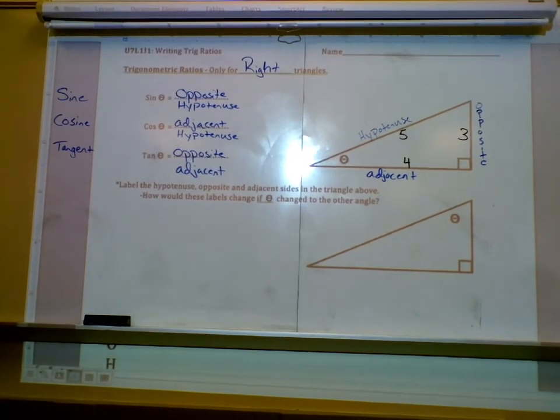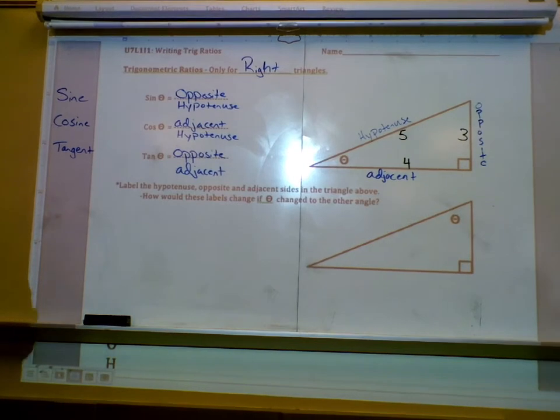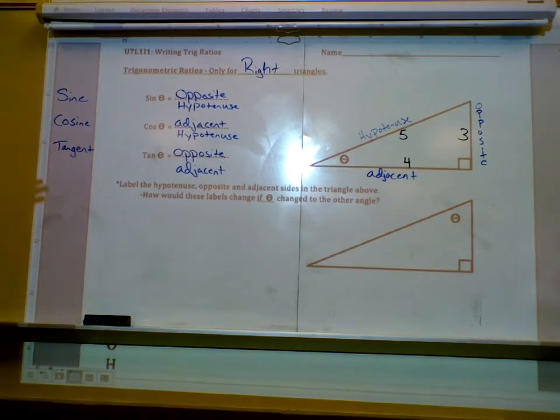Yeah, because 3 squared is 9. 4 squared is 16. 9 plus 16 is 25. Is the square root of 25 equal to 5? Yeah, so that one works, doesn't it?